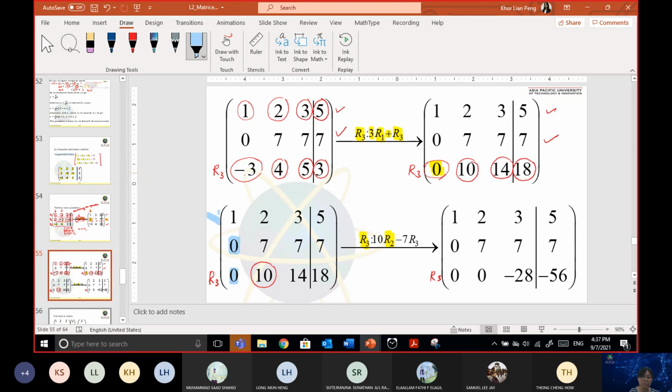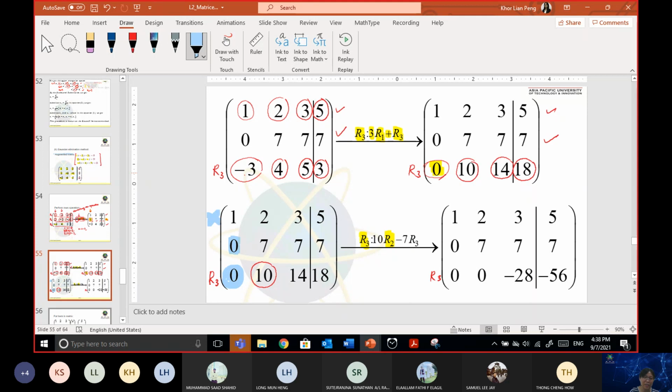I cannot use the first row. If I use the first row to conduct the row operation on the third row, then it will affect this value, the one that already became a 0. So now I'm taking 10 times R2, then minus 7 R3. 10 times R2 minus 7 R3.